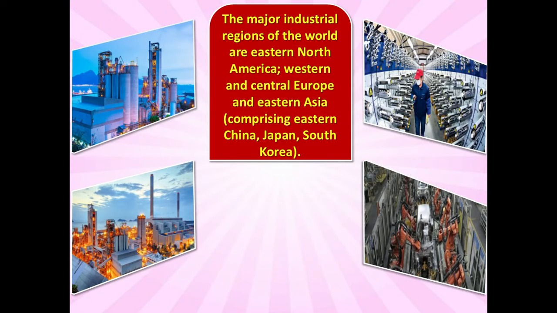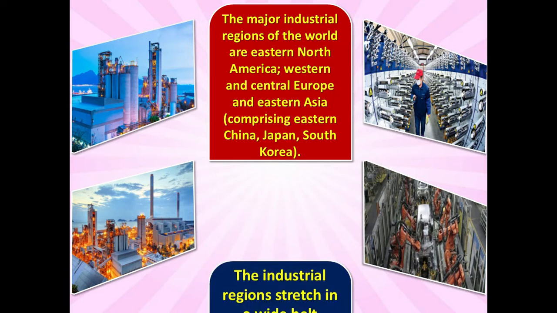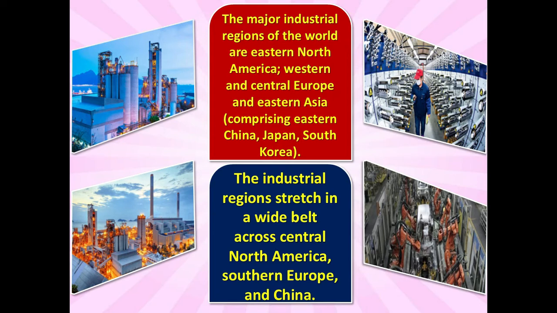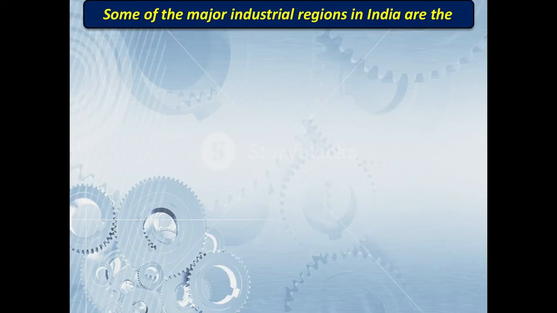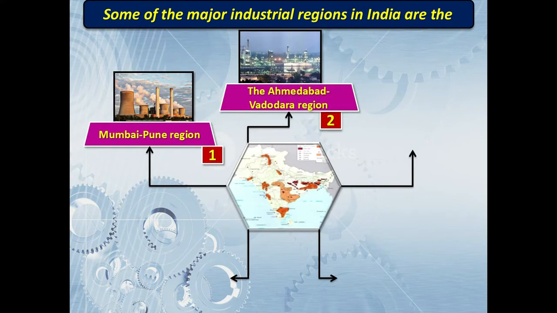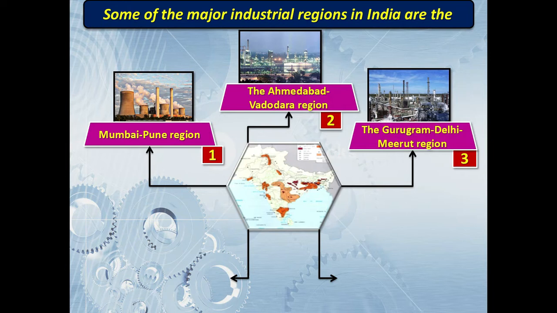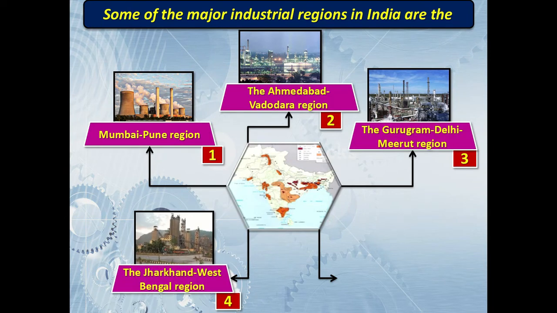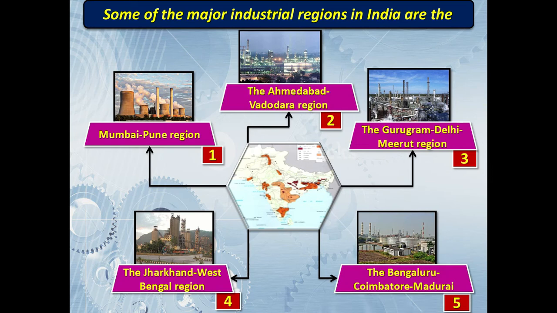And next we will see the major industrial regions of the world: eastern North America, Western and Central Europe, and Eastern Asia, comprising eastern China, Japan, and South Korea. Okay. And the next one is the industrial region stretching in a wide belt across Central North America, Southern Europe, and China. Also, some of the major industrial regions in India we see on the map are the Mumbai Pune region, Ahmedabad Vadodara region, Gurugram Delhi Meerut region, the Jharkhand West Bengal region, and the Bangalore Coimbatore Madurai region.